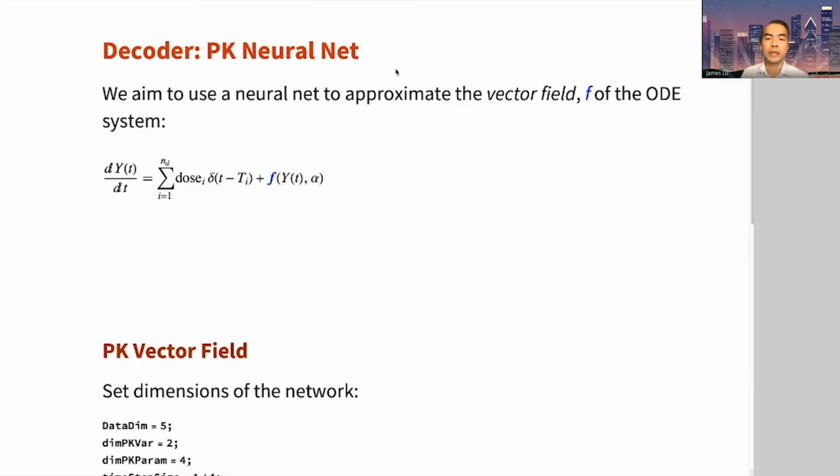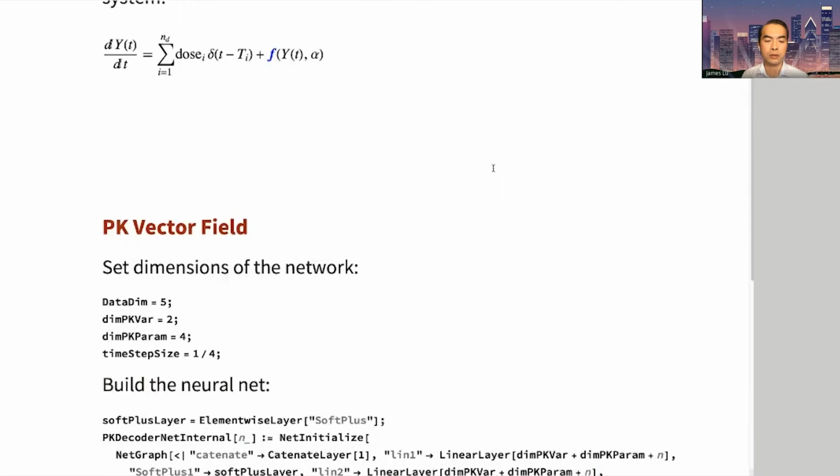Here, we'll be building the neural net in sequence, first starting from the PK model. The ODE system for the PK model can be expressed as the following, where the aim is to find F, or the vector field, that enables prediction of the future data. We now look at how the PK vector field is represented using a neural network. Firstly, we need to determine the dimensions that we would like to use.